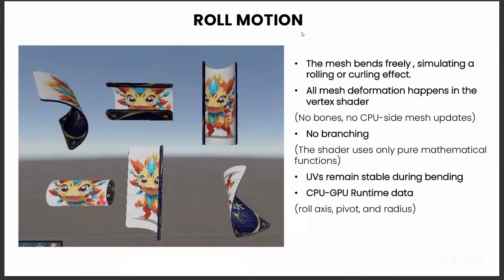As you can see in this example, the system preserves the surface integrity. There is no distortion or stretching in the texture mapping in all the bendings.